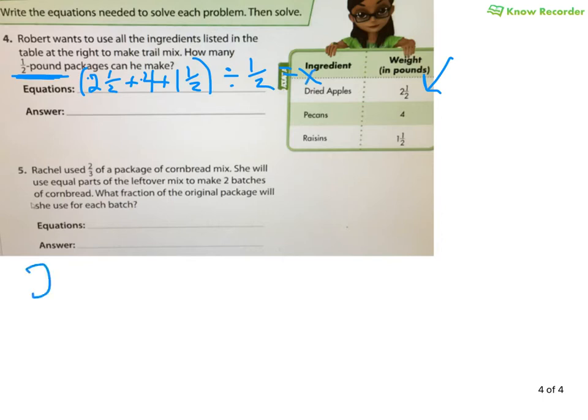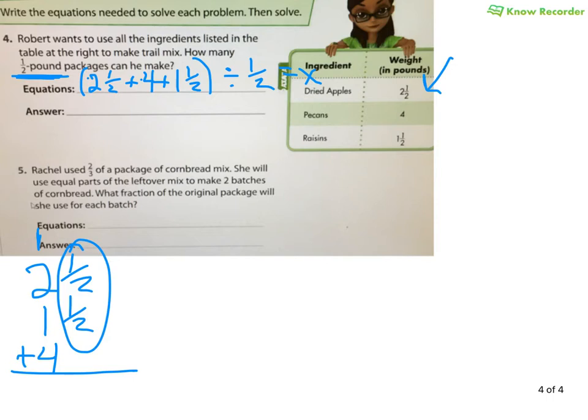So, let's get on this. 2.5. I'm going to put 1.5 there because I like to see everything that needs to be done. A half plus a half is a whole, so I'm going to take this right here and put 1 up there. 2 plus 1 is 3 plus 1 is 4 plus 4 is 8. I have a total of 8 pounds of food.